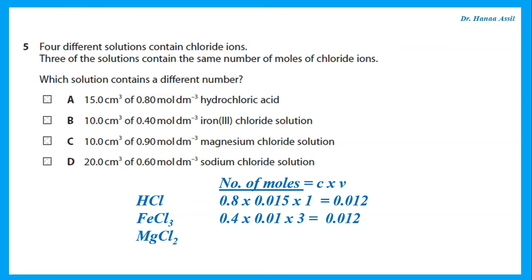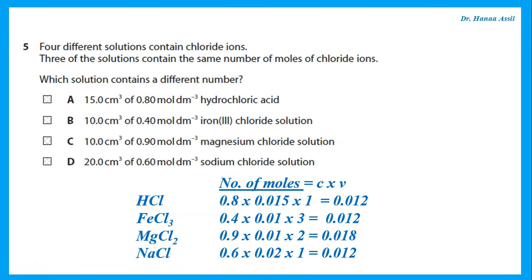The third choice is magnesium chloride. Again, the number of moles based on the information, the concentration and the volume. How many chloride ions per mole? We have 2. The last choice, sodium chloride, and we have only 1 chloride. So as we see, 3 of them are the same. The one that is different is the one for magnesium chloride.